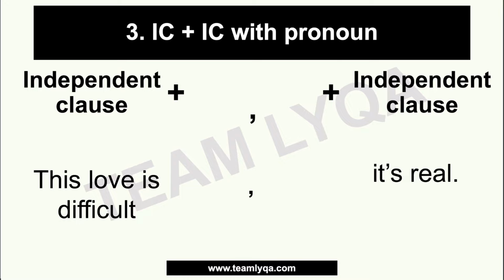Now, bakit ito run-on sentence? Kasi yung this love, which is the first subject dito sa unang independent clause natin, siya pa rin yung it dun sa it's real. Okay? So again, it may not say na this love is difficult, this love is real, pero dahil yung it na yan is still this love, run-on sentence pa rin ito. Nahahati pa rin siya ng comma. Okay? So again, yan ang iba-ibang mga itsura ng mga run-on sentences.